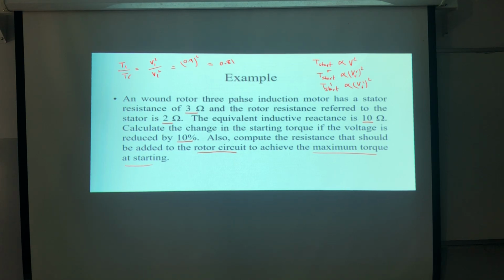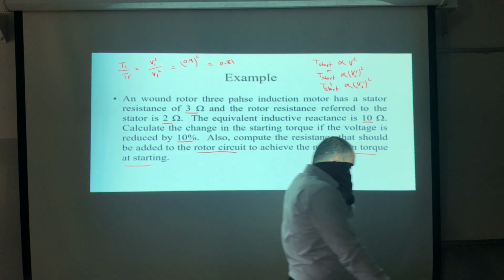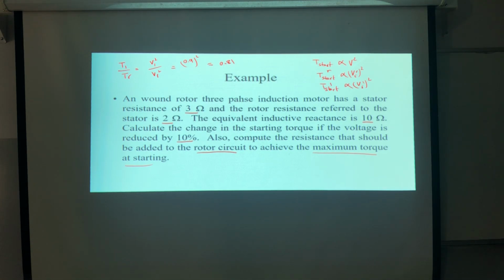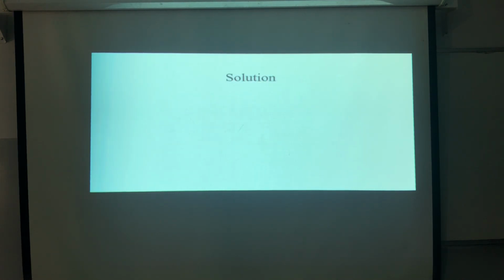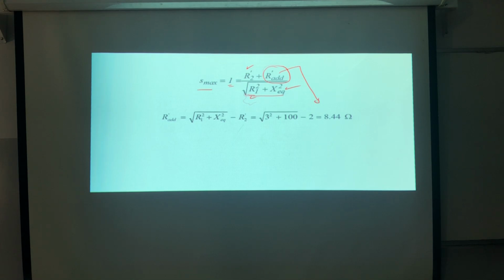Correct? Now, I need to calculate what external resistance I need to add in order to achieve the maximum torque. The most straightforward way to solve it is to say that S max must equal 1. So S max equals R2 plus the added resistance, over the square root of R1 squared plus X equivalent squared. This one's given, this one's given, this one's given. So I need to calculate this one. If I do the math, it will equal 8.44.